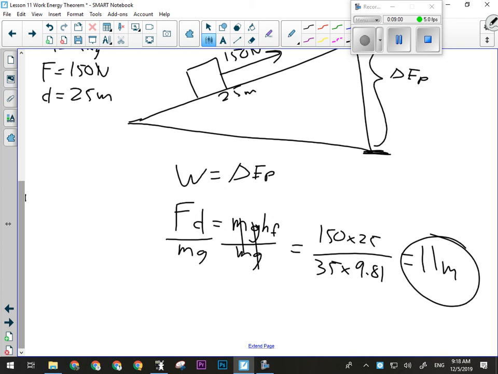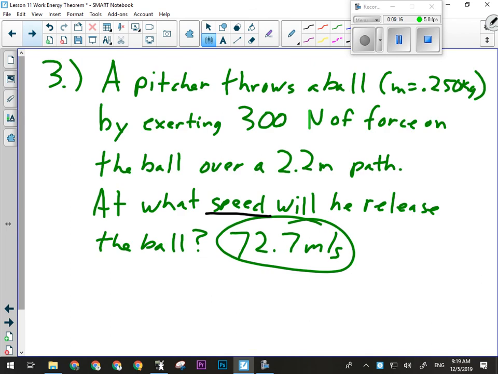Are we starting to see the pattern here? Yeah, that's the thing. You have to do a few until you see the pattern, but the pattern's always the same. We figure out what kind of energy is changing. We set up a work energy theorem. We solve for what we're looking for. All right, I think we got time to at least try this one.